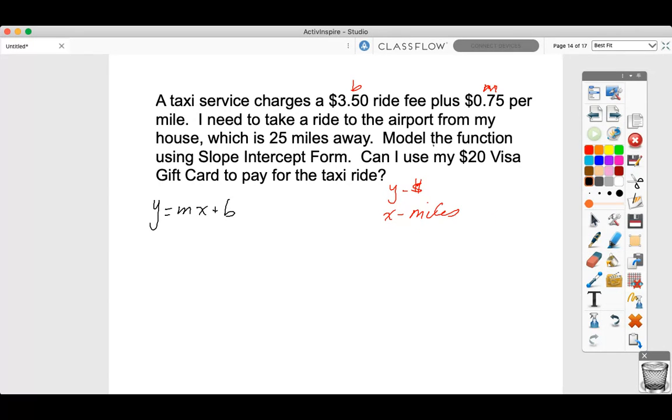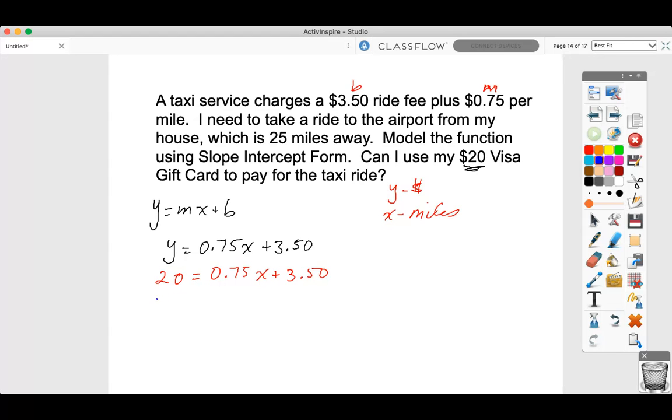All right. So let's go ahead and put in b and m. So we've got y equals 0.75x plus 3.50. So that's modeling the function. And then the $20 Visa gift card, that's money. So we're going to substitute that in for y. So the question is, does 20 equals 0.75x plus 3.50, and we're going to see whether our x, our miles, is more or less than 25. You could also substitute in 25 and see if you get more or less than 20. That's up to you. You can go either way.